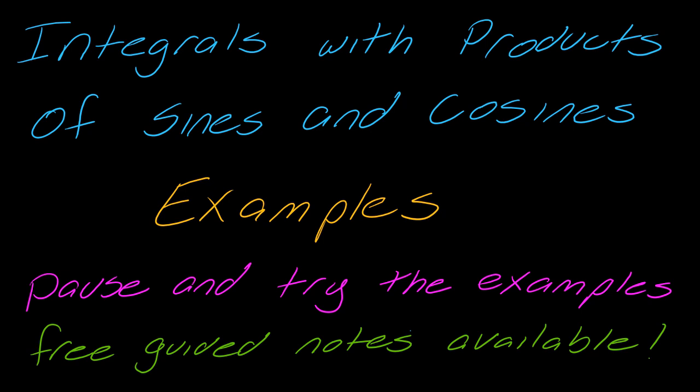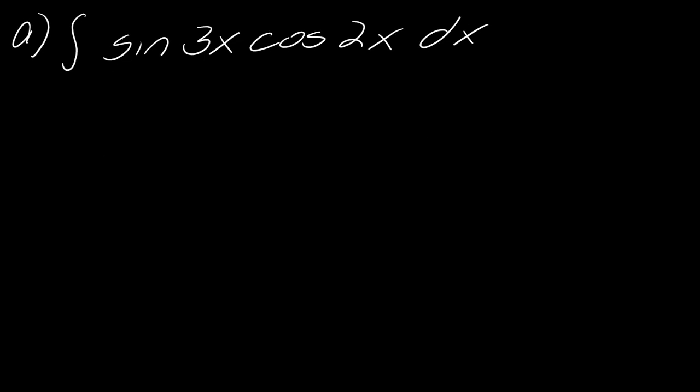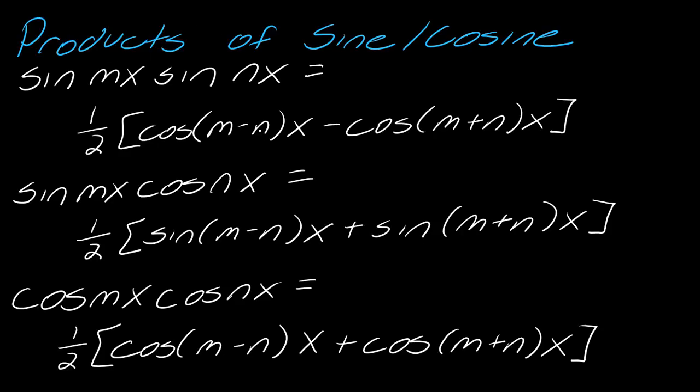Okay, so in this video, I'm going to do some examples of integrals with products of sines and cosines. I'm specifically going to do these two examples just so you can see how everything works. For this first one, where you've got sine of 3x, cosine of 2x, two different numbers here, the only way you can do this is by using our products of sine and cosine formulas. You can pause the video if you want to write these down. These are very helpful for these types of problems.